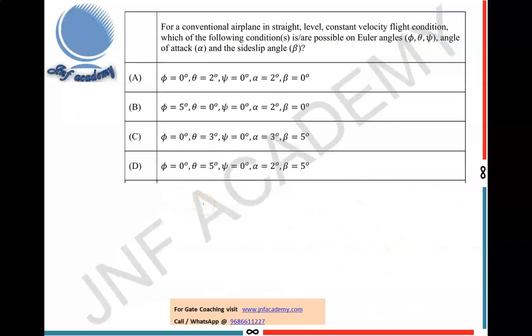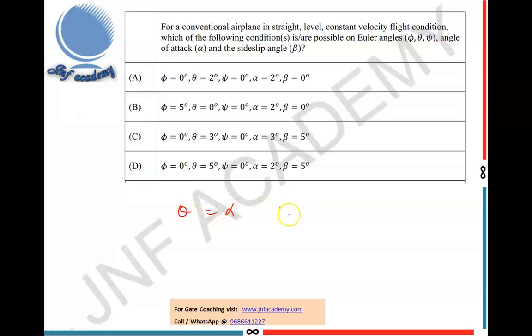Moving ahead, this question is relatively straightforward. For a conventional airplane in straight and level constant velocity flight condition, which of the following conditions are possible on the Euler angles theta, psi, angle of attack alpha and the side slip angle beta. Okay, so it is clear that for the velocity to be horizontal, you all know, right? Your theta has to be equal to alpha. Hence, only your velocity will be horizontal, because alpha is nothing but angle of attack, the angle between the chord line and the free stream velocity, whereas theta is the angle between the horizontal level and the chord line. So if you want your velocity to be horizontal, then obviously theta has to be alpha. That is the first inference that we can make.